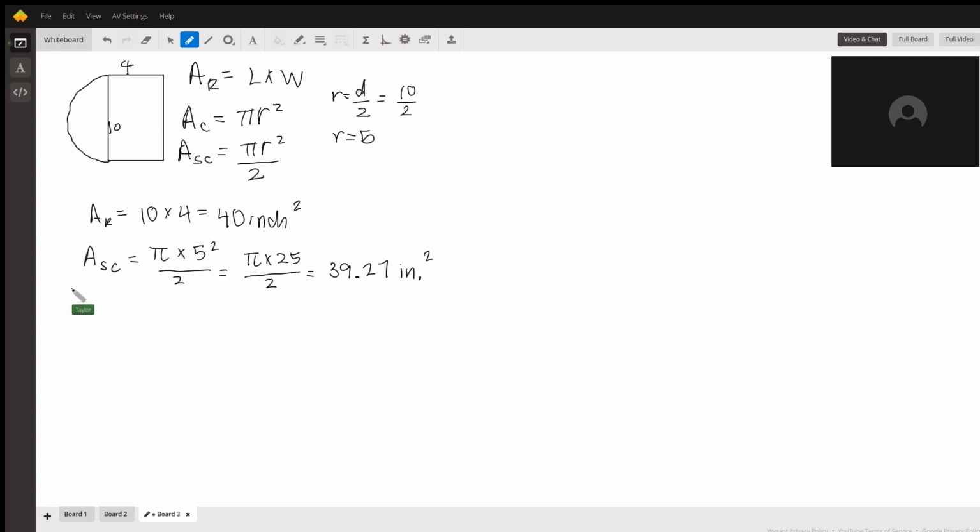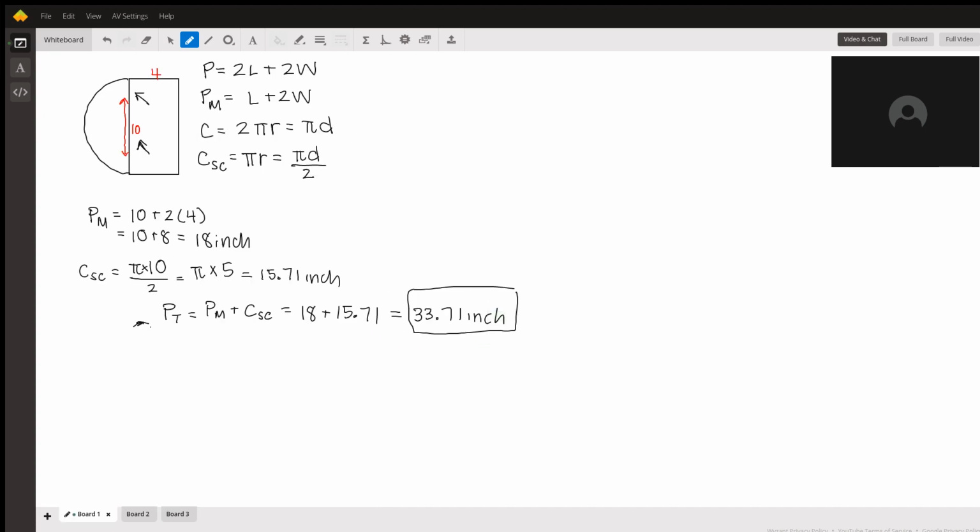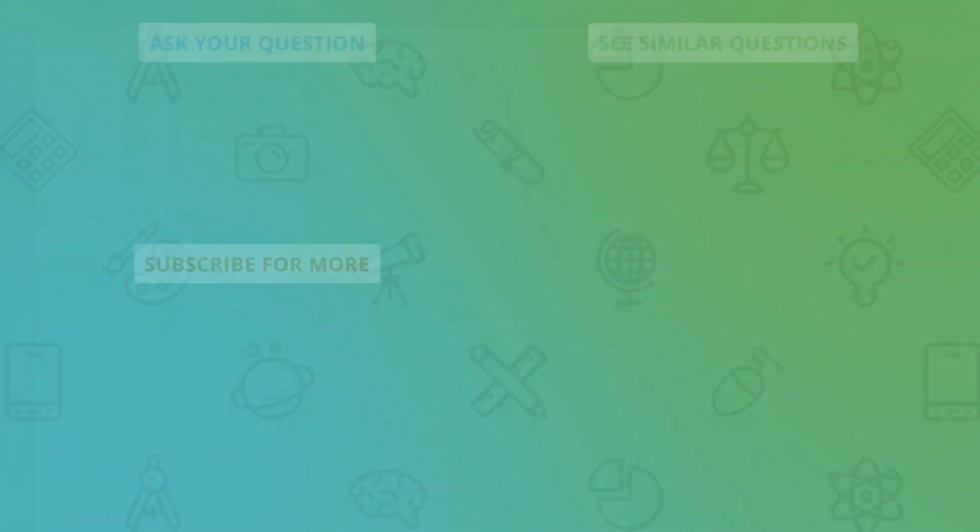Now we're going to add the total thing together. So we have AT, or area total, is going to be the area of the rectangle plus the area of the semicircle, which is going to be 40 plus 39.27. And that whole thing is going to be 79.27 inches squared. So our area is 79.27 inches squared, and our perimeter is 33.71 inches. Hope that helps.